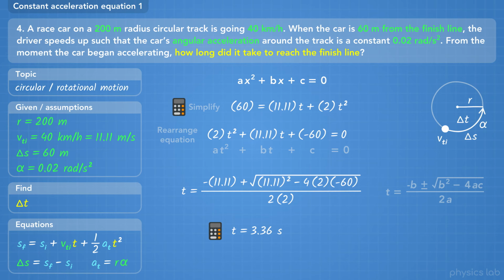And then we can use the minus version of the plus or minus symbol. When we solve that, we get t equals negative 8.92. Those are the same values we got earlier, but we found them using the quadratic formula. Again, we only deal with positive time values, so our answer is still 3.36 seconds.